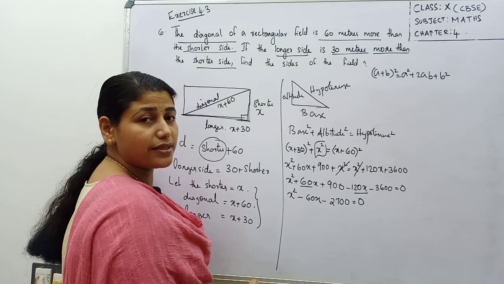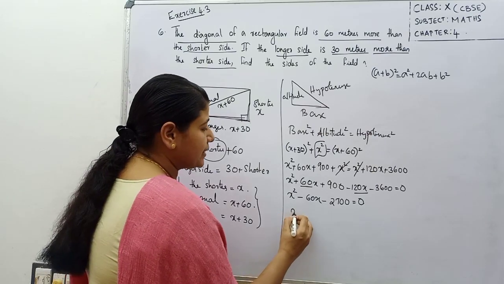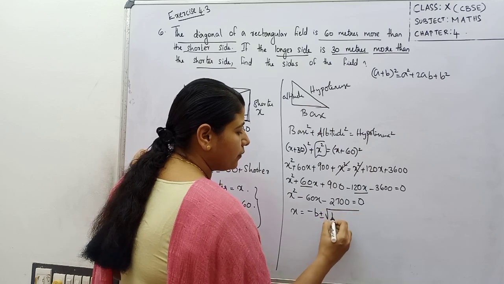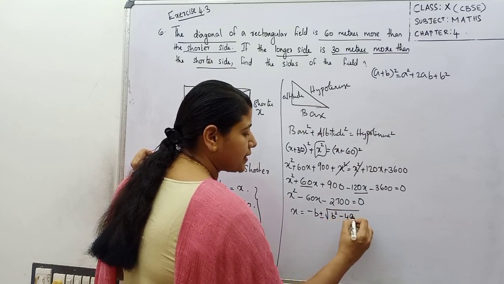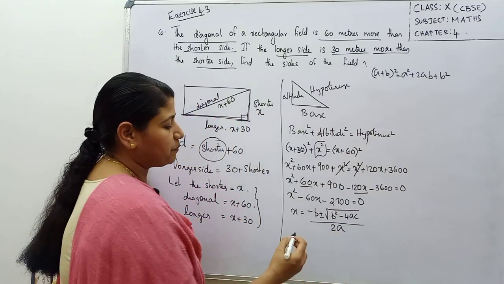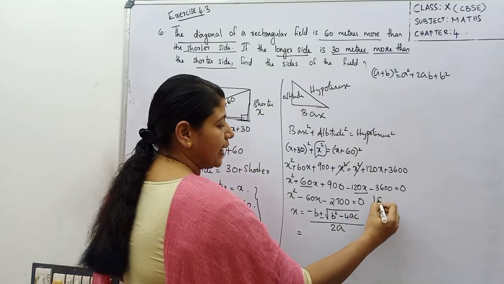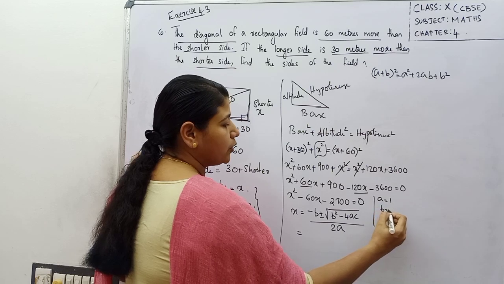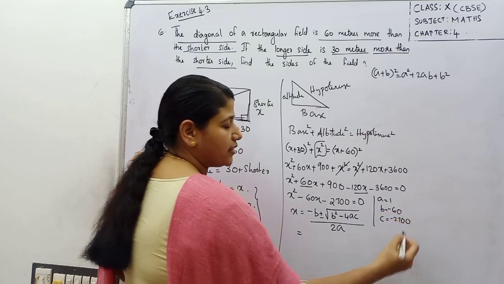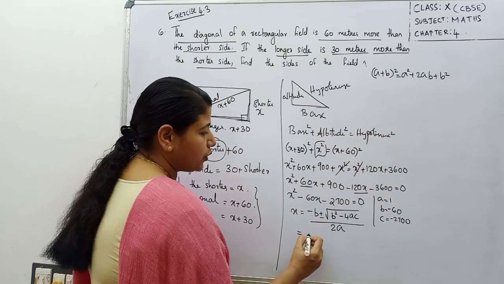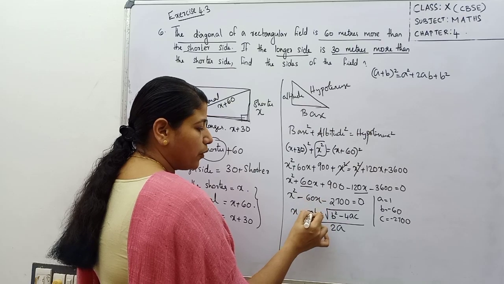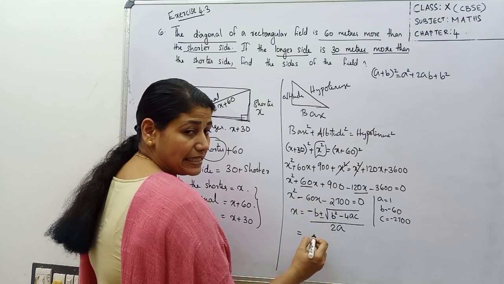Now we can use the quadratic formula, which is x equal to negative b plus or minus root of b square minus 4ac by 2a. Here we can write a equal to 1, b equal to negative 60 and c equal to negative 2700. Now substitute negative b. Here one negative is there, one more negative is here, so it will be 60.